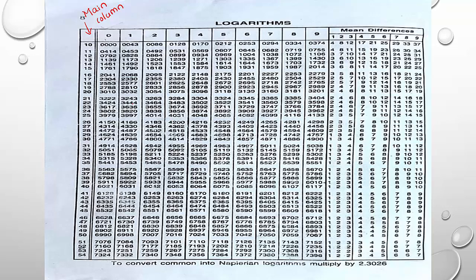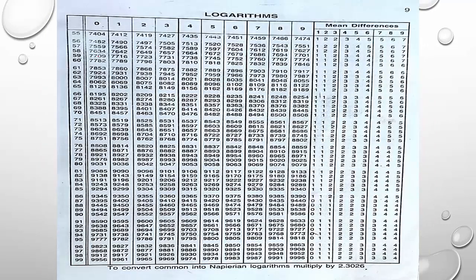And then here you can observe the columns 0, 1, 2, 3, 4, 5 up to 9, numbers 0 to 9. This is called the difference column. And the last column here is the mean difference. Main column, difference column and mean difference. This is the log table and it starts with the number 10. Is it clear? Now we can study how to use this log table. Here we have the numbers up to 54. After that you can see it starts with 55 up to 99.